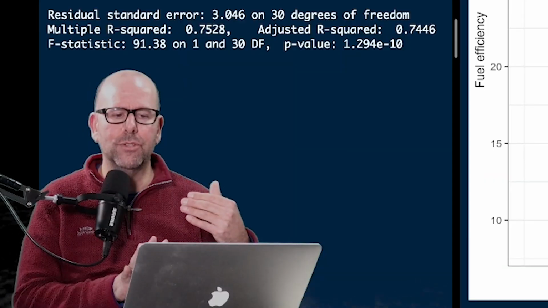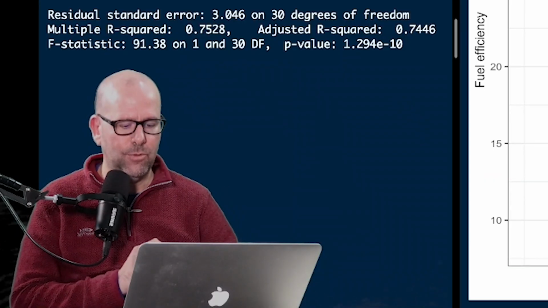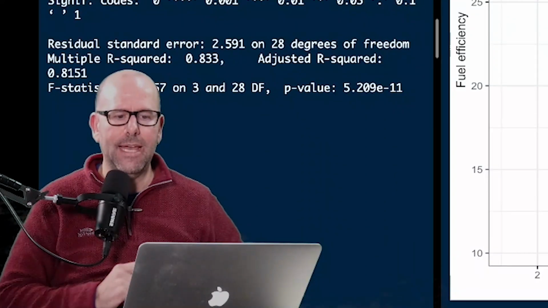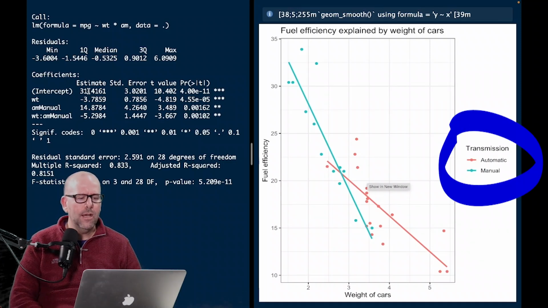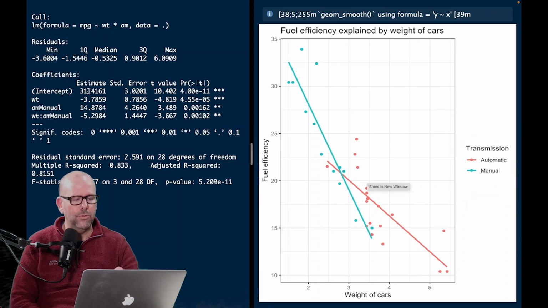What happens if we introduce another variable which we think interacts with the weight of the car? Let's have a look at that. Here we go. Transmission: is it an automatic or a manual car? This is the exact same data points, but now we've colored them by transmission. The blue dots are the manual cars and the red dots are the automatic cars. And we can see that the linear model within those two groups is different.